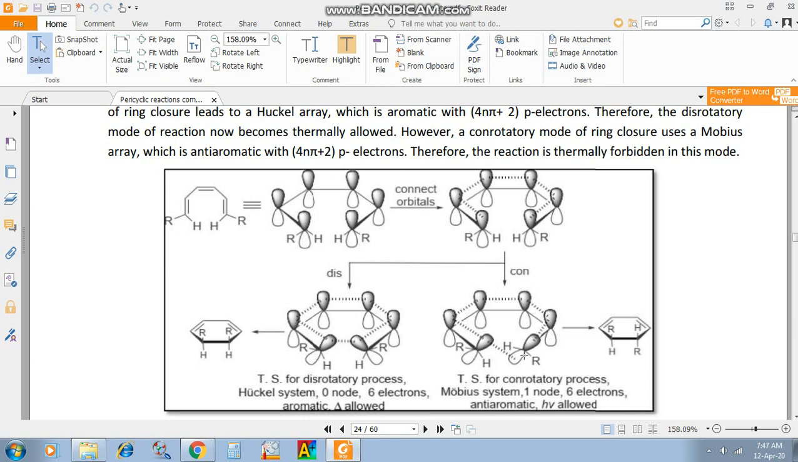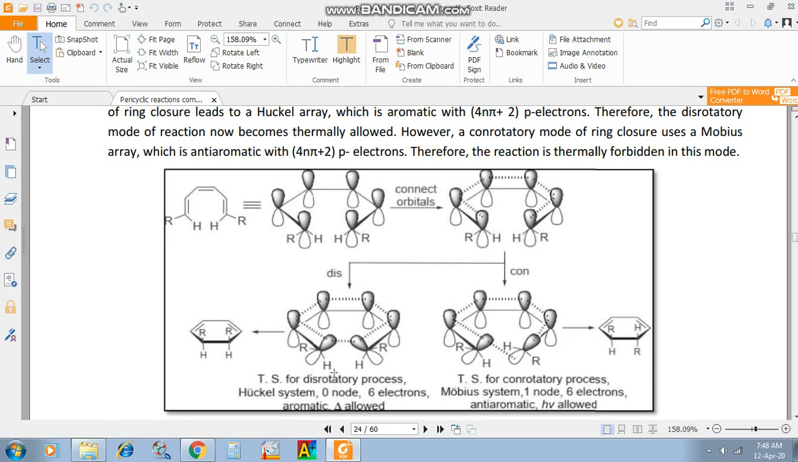How many pi electrons are there? 6 pi electrons are there, which means that it is a 4n+2 system, and there is node formation. If it is a 4n+2 system, there should not be a node, because the 4n+2 system falls under the category of Huckel aromaticity. It should not have any node, but here there is node formation, which means that it is Huckel anti-aromatic. So it cannot be a thermal reaction. So it is photochemically allowed.